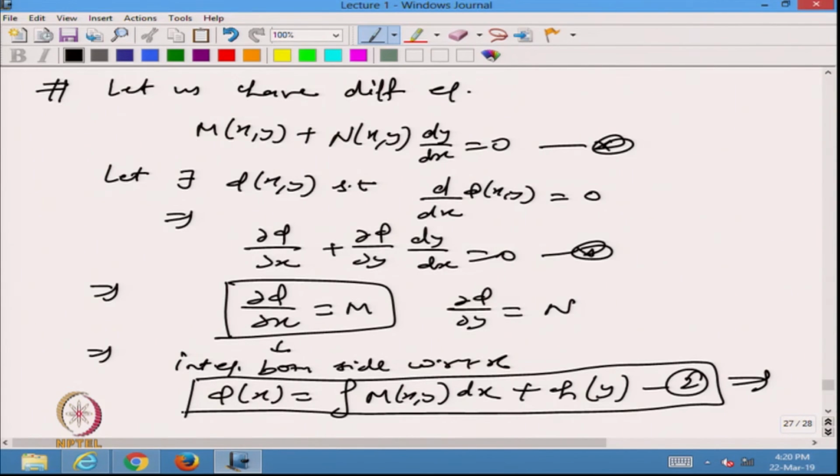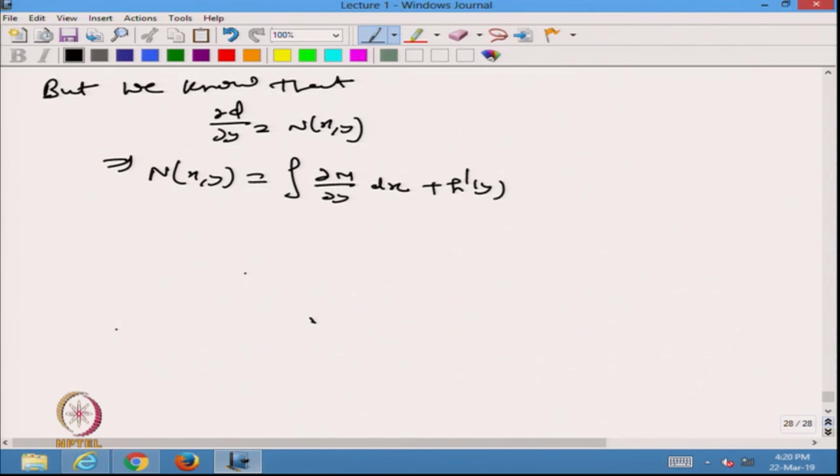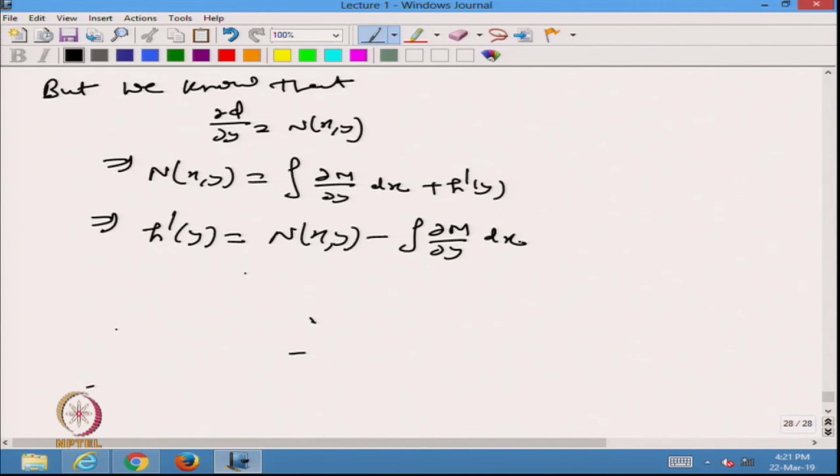So, what I do is that I differentiate this one with respect to y. If I take the differentiation with respect to y, what I will get is del phi by del y equal to the derivative of the integral with respect to y, plus h dash y, and that is equal to N(x,y). So, I have this factor now. From here I can write h dash y is equal to N(x,y) minus the integral of del M by del y dx.